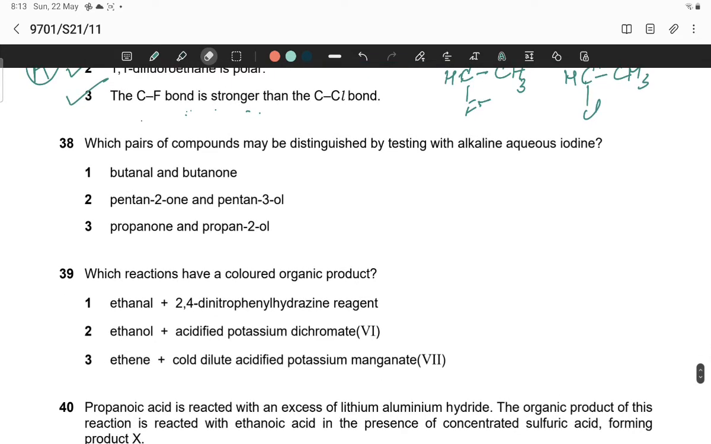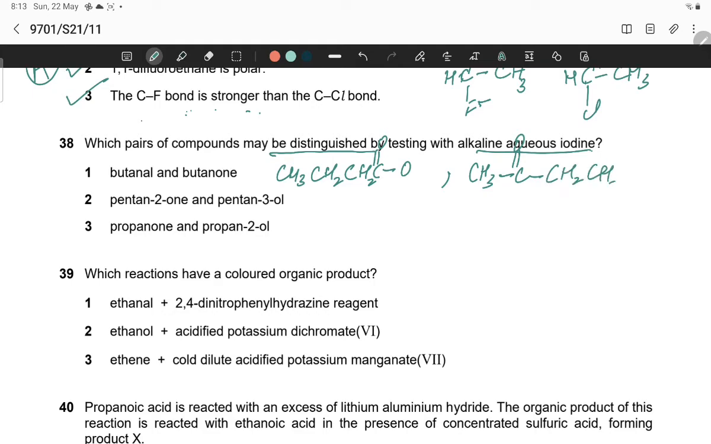Question number 38. Which pairs of compounds may be distinguished by testing with alkaline aqueous iodine? Butanol, CH3CH2CH2CHO, and butanone, CH3C double bond O CH2CH3.